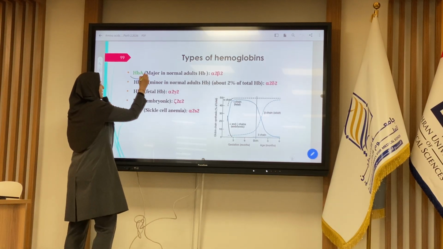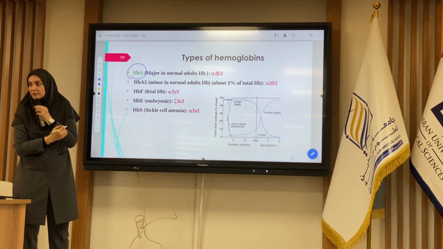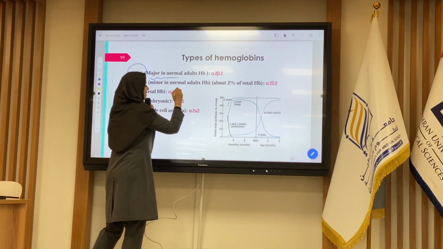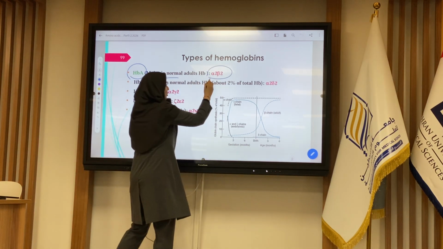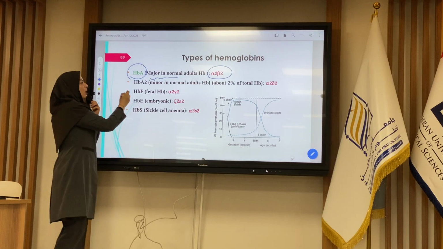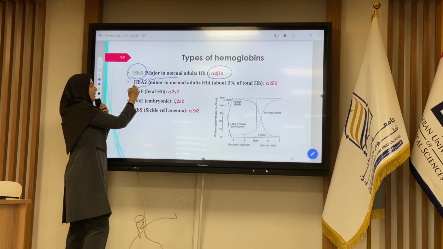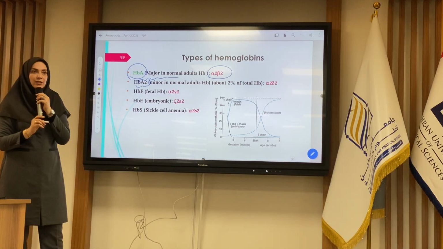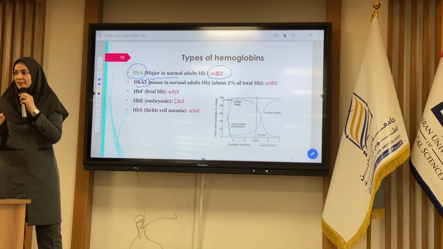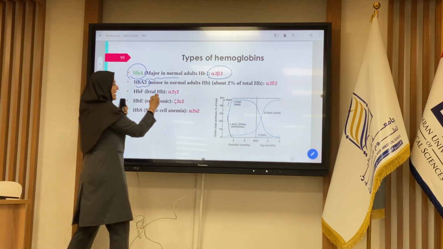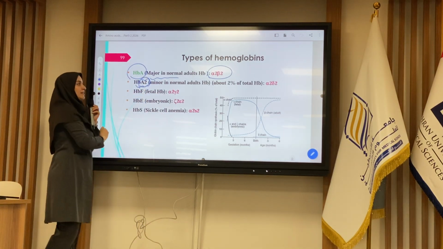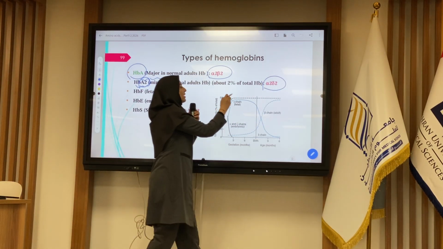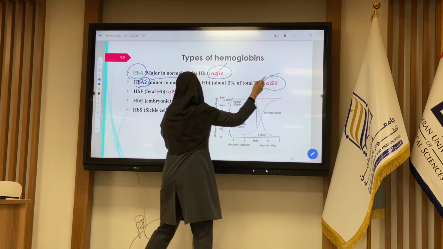What is the major? Hemoglobin A. Okay? So if I ask you about the name of the major type of hemoglobin, what is the subunit? Alpha 2, beta 2. Hemoglobin A2 actually, inshallah, one of your practical sessions is measurement of the concentration of hemoglobin A2. It is very important, especially in thalassemia, okay? It's a combination of alpha 2, delta 2. The subunit is important for you, okay?